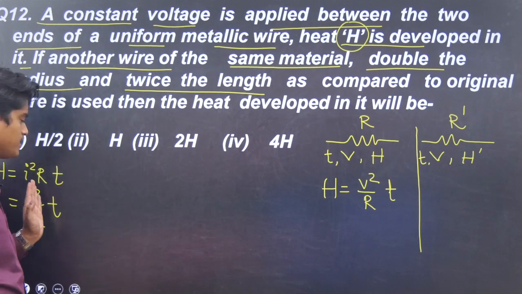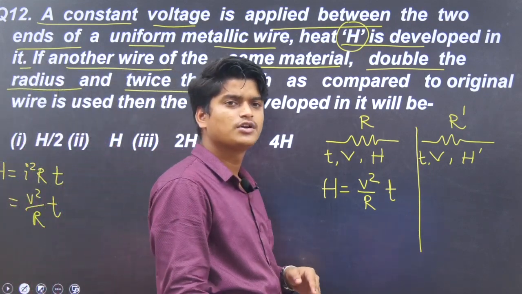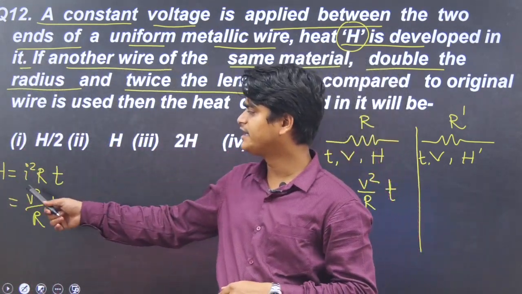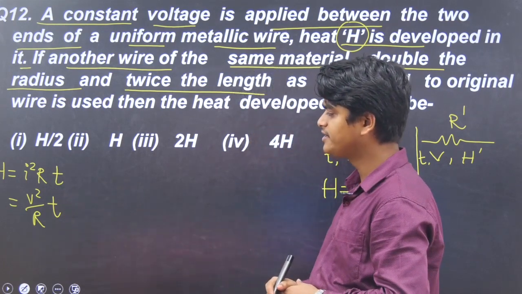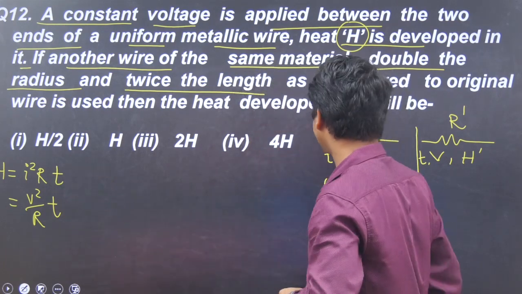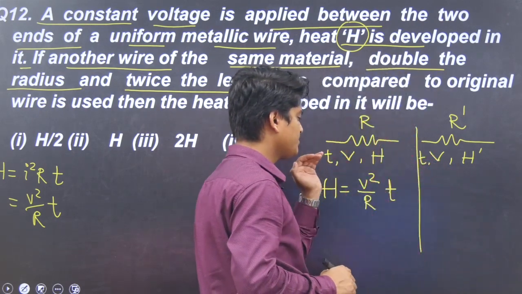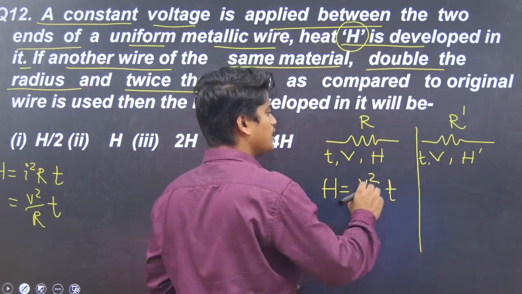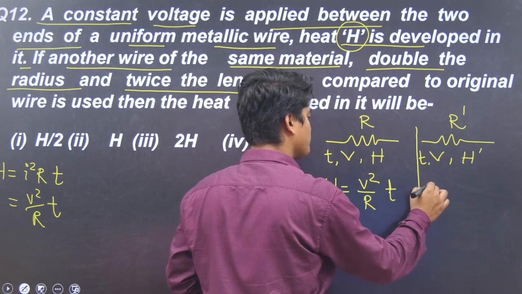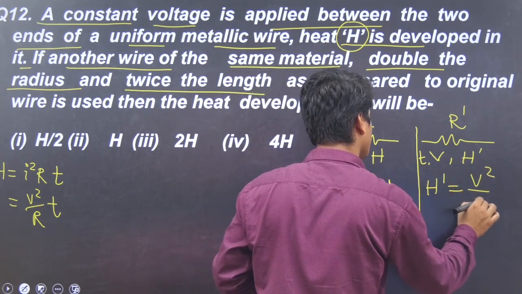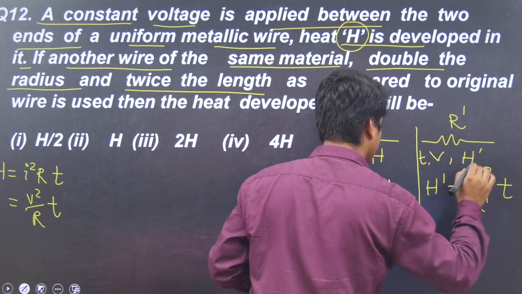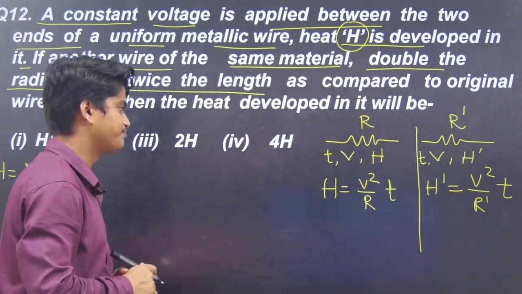So in a wire, if current I is flowing, then the heat developed is I square R T, and if voltage is given, then it is V square by R T. Now here, if voltage is given, then I have to use this formula. For both cases the voltage is the same, so here let me write V square by R prime T. For both cases take the time as the same.